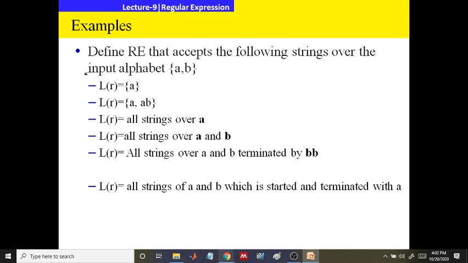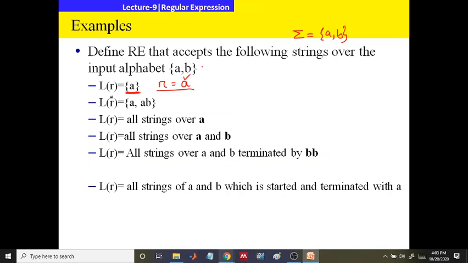So now I want to define regular expressions that accept the following strings over the input alphabet A, B. So here the input alphabet is A, B. Which language do I want to represent? L of R equal to A. If I want to represent only a single terminal, then what is R? R equals A. It represents a language which contains a single string, that is A.